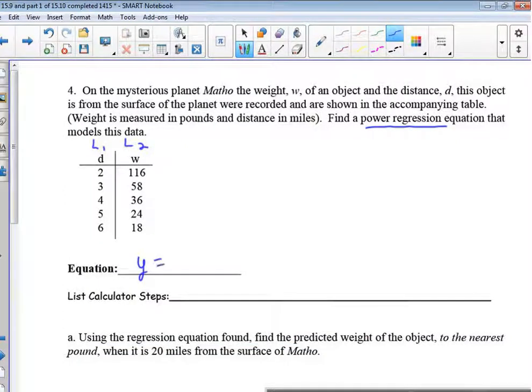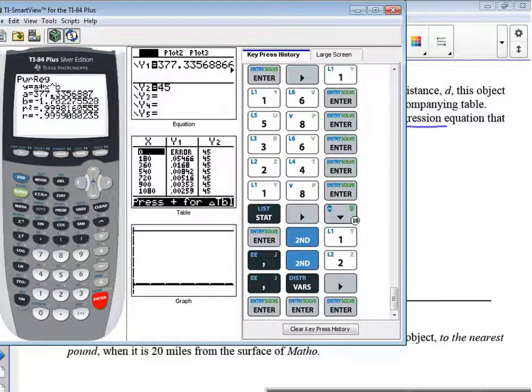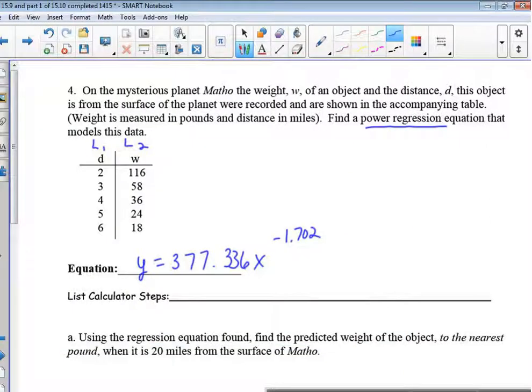So my equation rounded to 3 decimal places is 377.336x to the negative 1.702. Okay, so if we look back there, you do not write out all those symbols, you need to be able to go right to the equation. The calculator steps for this one were stat, edit, and then stat, calc, and then we did PWR regression, which was A.